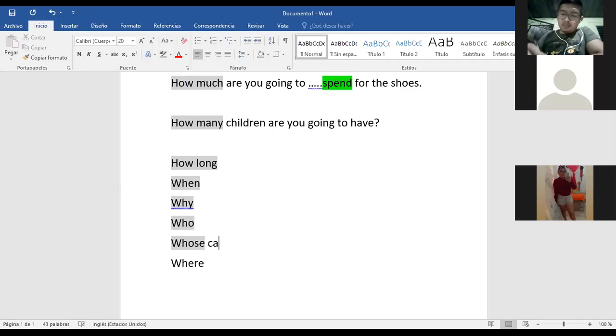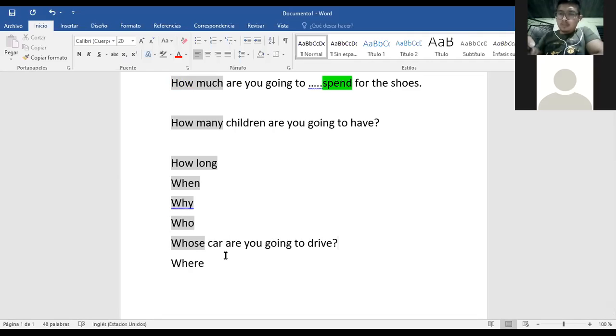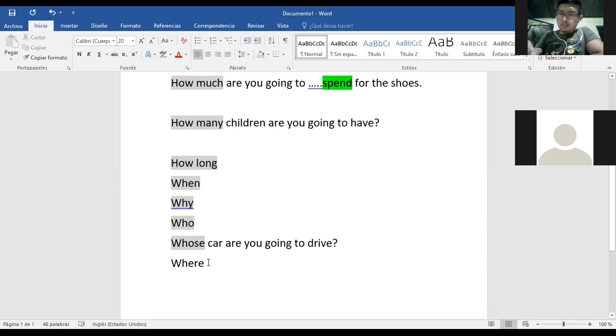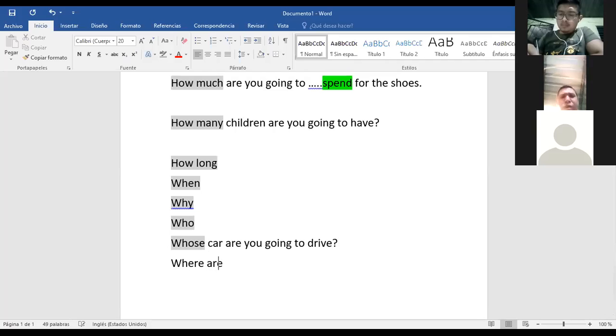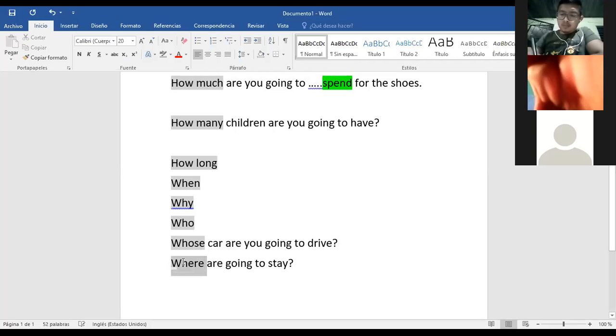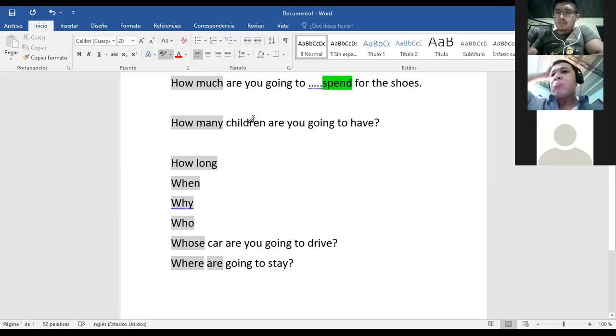Whose, let's say, whose car are you going to drive? Okay, ¿el carro de quién va a manejar? Whose car? Whose car? Okay. You going to drive? Okay, where? Where? ¿Dónde? Where are you going? ¿Dónde se va a quedar? Where are you going to stay? Where are you going to travel? Okay. Where are you going to sleep? Where are you going to work?